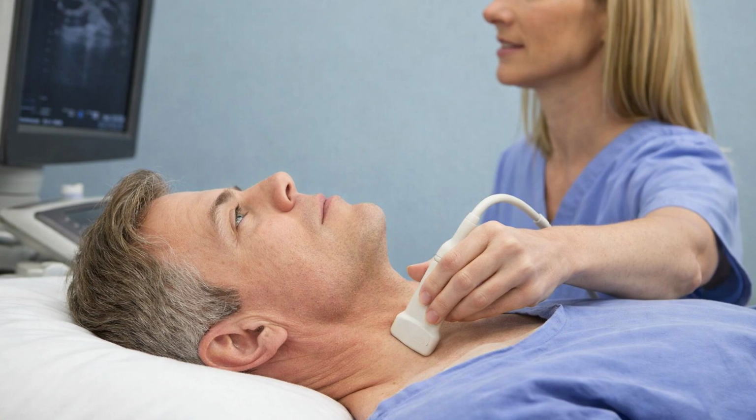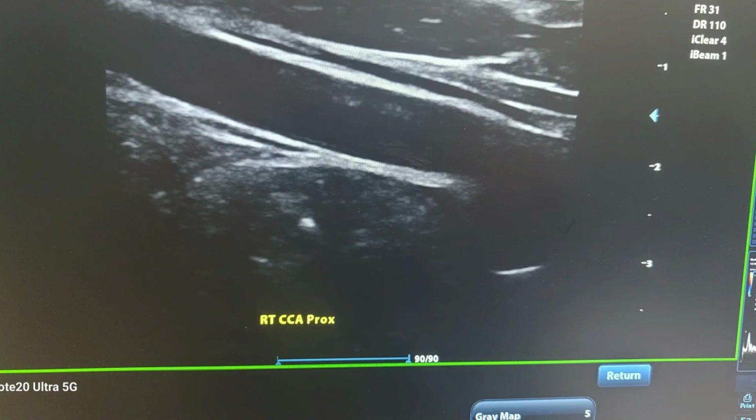The examination begins with proper patient positioning, with the patient supine, the neck slightly extended, and the head turned away from the side being examined. A high-frequency linear transducer is used, and scanning is performed in a standardized, sequential protocol.